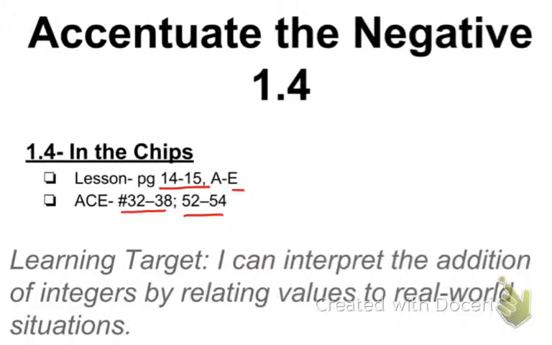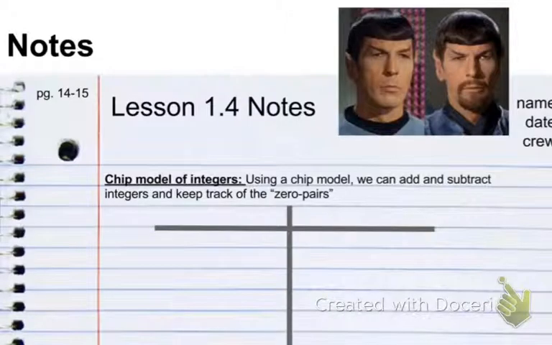The last lesson was mostly on just comparing integers and modeling them off the things that we knew. So we're going to take another little step forward. Now, what you want to put down for notes is chip model for integers. And using a chip model, we can add and subtract integers and keep track of zero pairs. And what is a zero pair? A zero pair is simple.